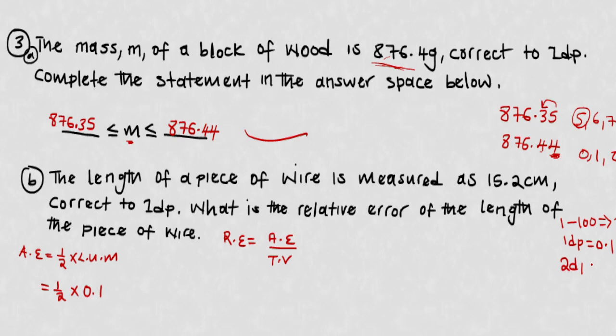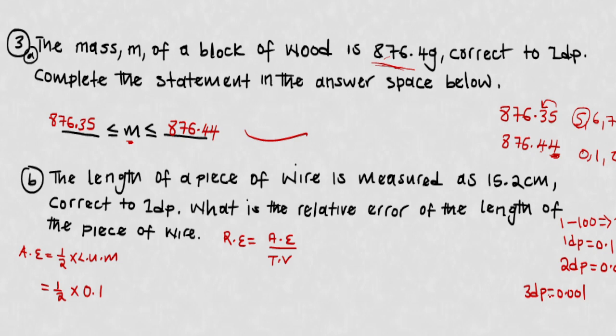I hope you are getting the trend in here, what I'm trying to arrive at. A number that has three decimal places, its least unit of measurement is 0.001. So that's how you go about it. When you take this number 15.2, how many decimal places does it have? It only has one decimal place. Therefore, its least unit of measurement will be 0.1.